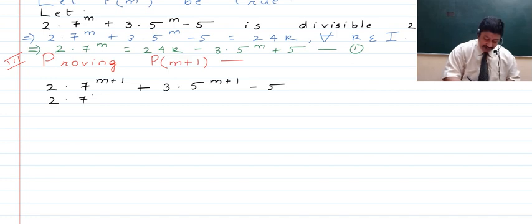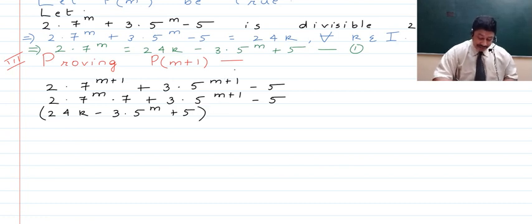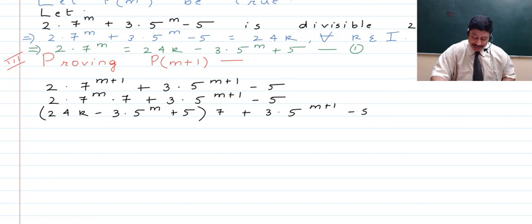So when we go ahead to this next step, we can now write this as 2 times 7 raised to the power m, which is multiplied by 7, and to that is added 3 times 5 raised to the power m plus 1 minus 5. Now guys, as here we have 7 raised to the power m into 2, which had a value given by equation number 1, we can substitute here. So in place of this 2 times 7 raised to the power m, now we're going to keep its value as 24k minus 3 times 5 raised to the power m plus 5, and that, guys, is multiplied with 7. Next we talk about the next 2 terms, that is plus 3 into 5 raised to the power m plus 1 minus 5, right?